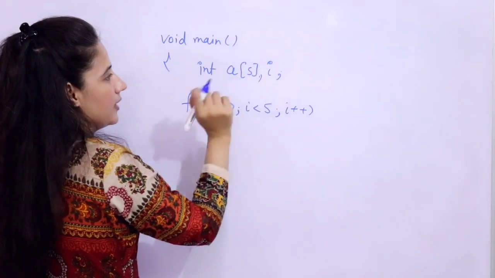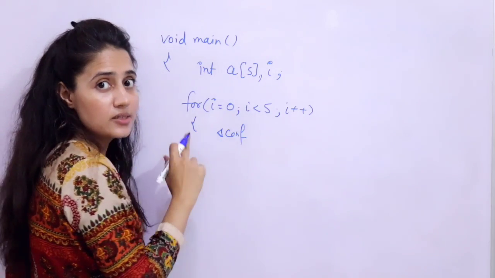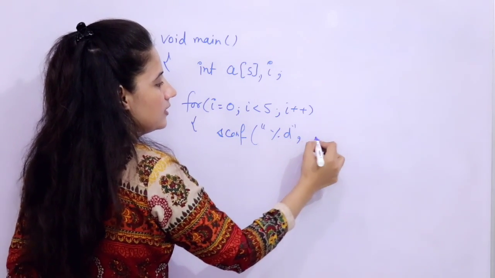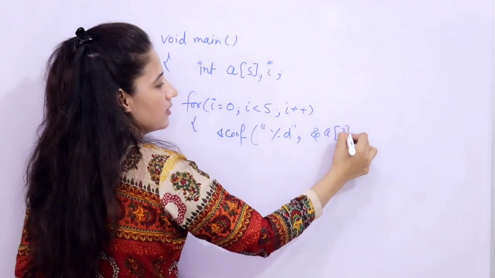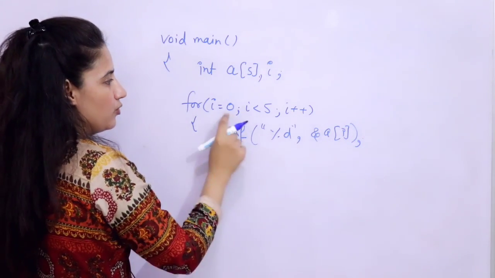We will declare a variable i here. And how to take input? Using scanf. How do we read data using the scanf function? We know %d, and the address of what? The name of the array is a, and on the ith location we want to store the data.